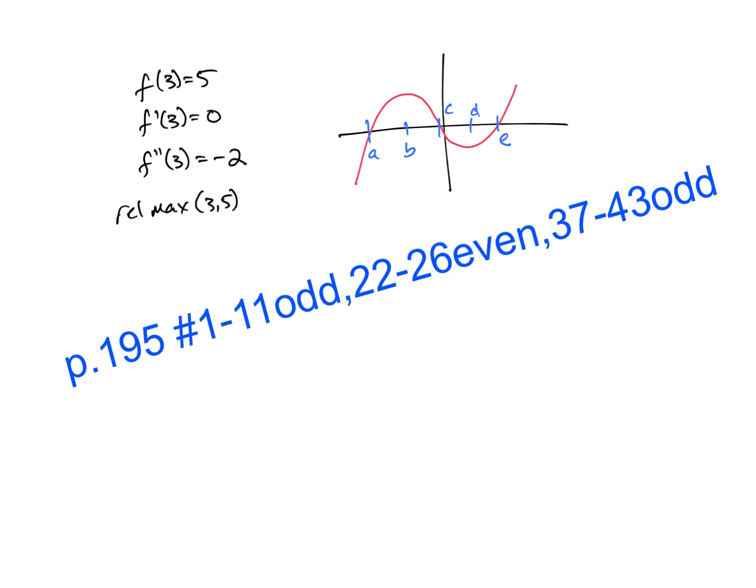Because f prime of 3 is equal to 0, that means it's a critical number, true? This part means it's concave what? Down. Guess what I have? A relative what? Max. All right.